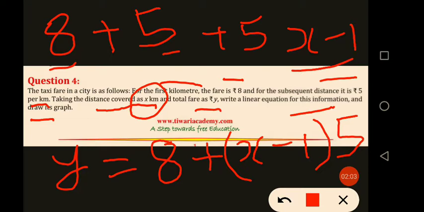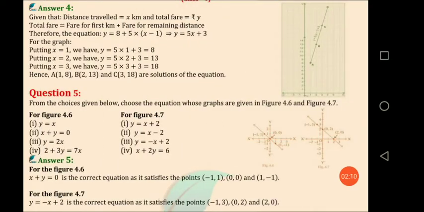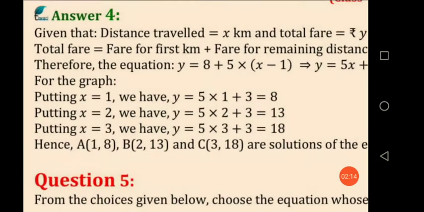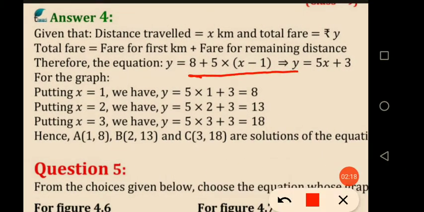Got it? And for this we have to make the graph. Already explained to you how to draw the graph. Once again, here we got the equation y is equal to 5x plus 3. For plotting the graph, we have to find out the points. So suppose x is equal to 1. If x is equal to 1, we get y is equal to 8.